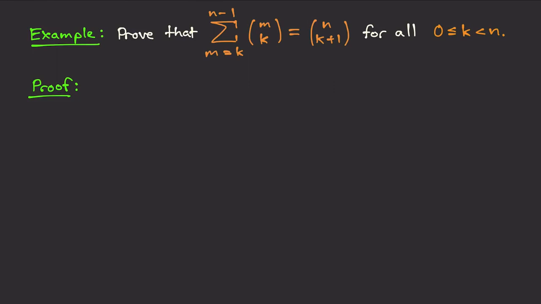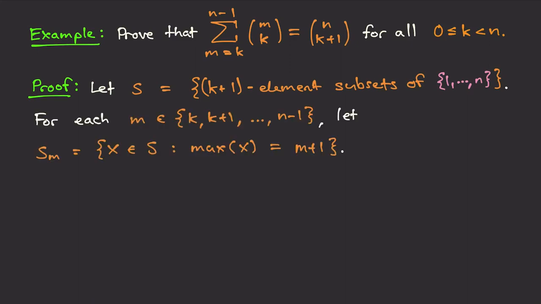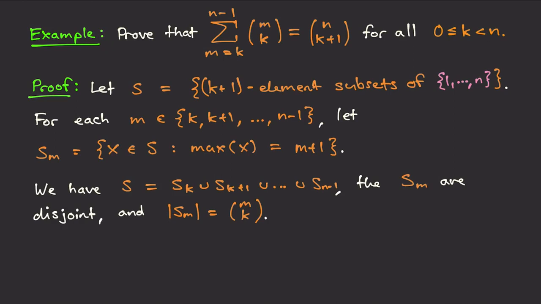That was just rough work, but hopefully it gives an idea of how we can actually write down a proof. To prove this identity, we'll let S be the collection of all k plus 1 element subsets of 1 up to n, and then we split S up according to the maximum element of its members. For each m between k and n minus 1, we'll let S sub m be the set of all sets in S whose maximum is equal to m plus 1. Clearly, the maximum of any set in S is somewhere between k plus 1 and n, and it follows that S is the disjoint union of the sets S sub k, S sub k plus 1, and so on up to S sub n minus 1.